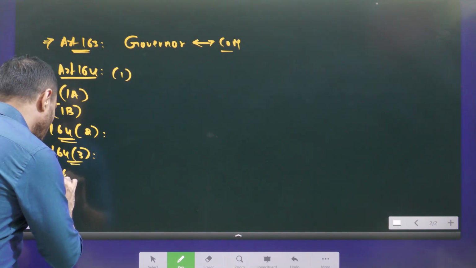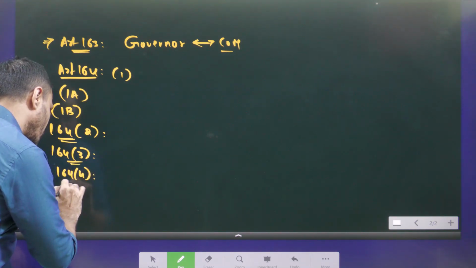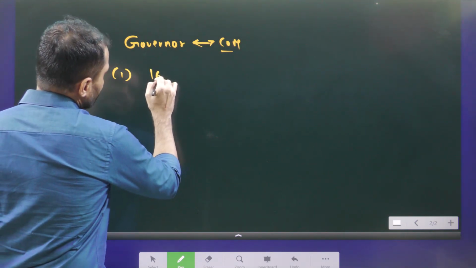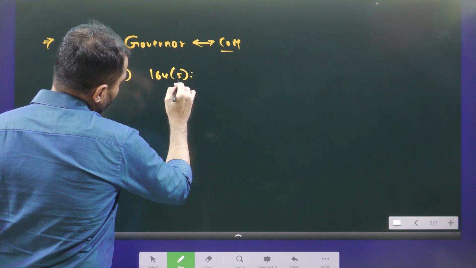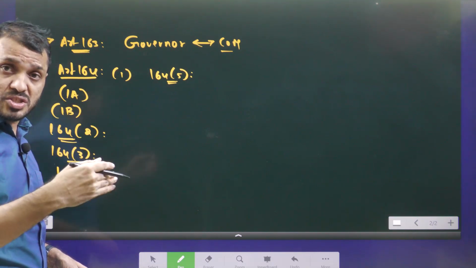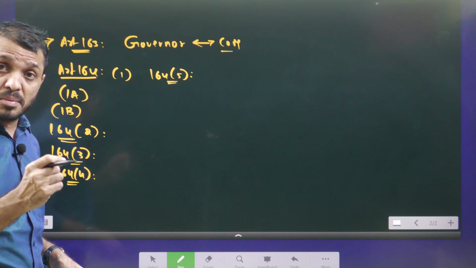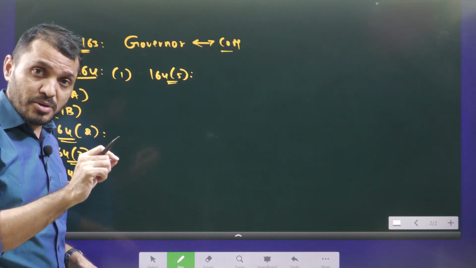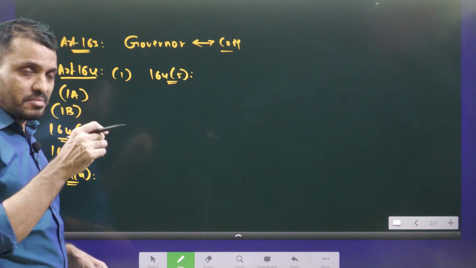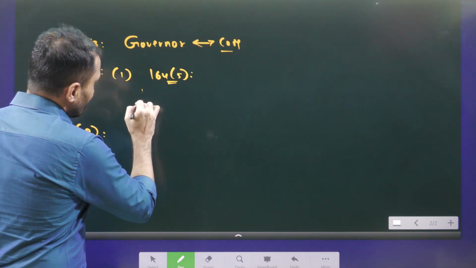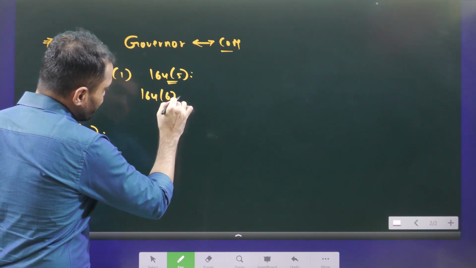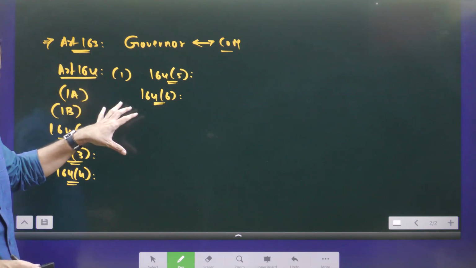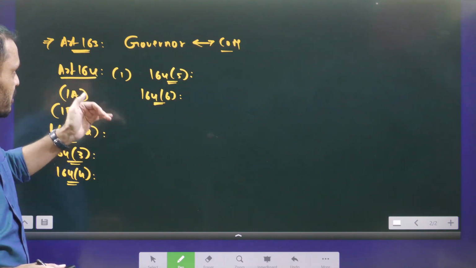Next, Article 164 clause 4 talks about the oath of the ministers, administered by the governor. Then Article 164 clause 5 says that a person can continue as a minister for 6 months without being a member of any house. But within 6 months, the person should get membership in either house, the assembly or the council. Then Article 164 clause 6 deals with the salaries and allowances of ministers. So these are the various provisions related to the Council of Ministers.